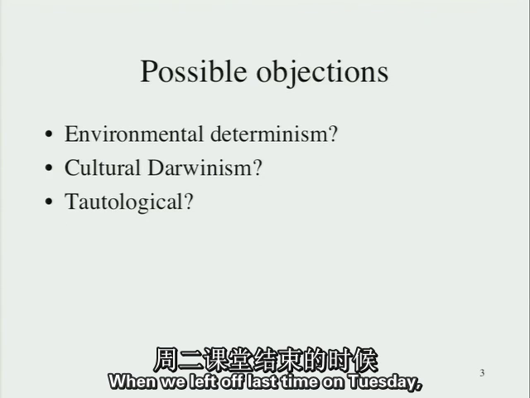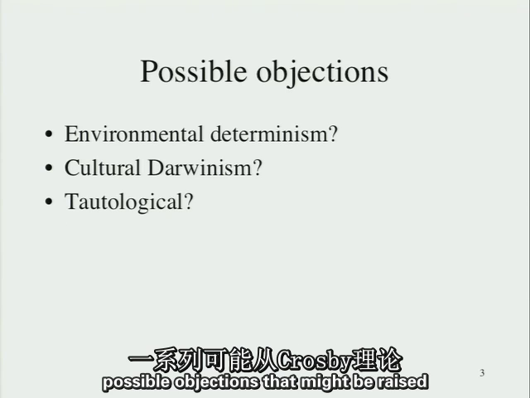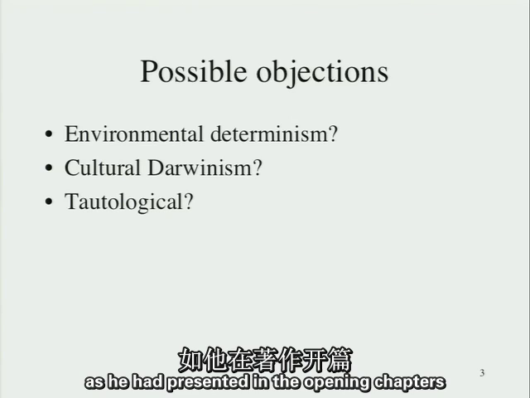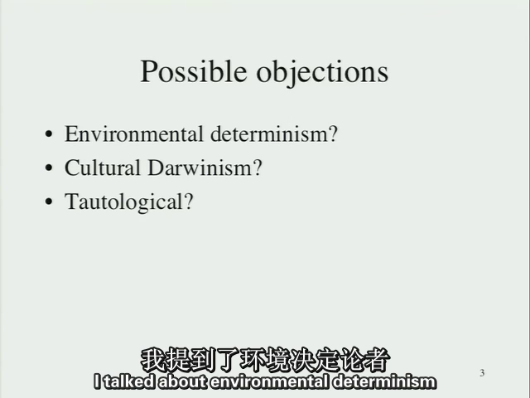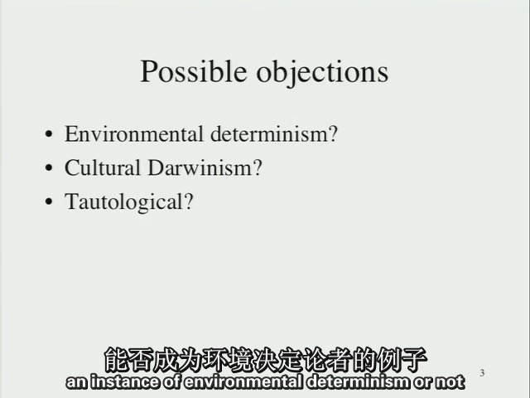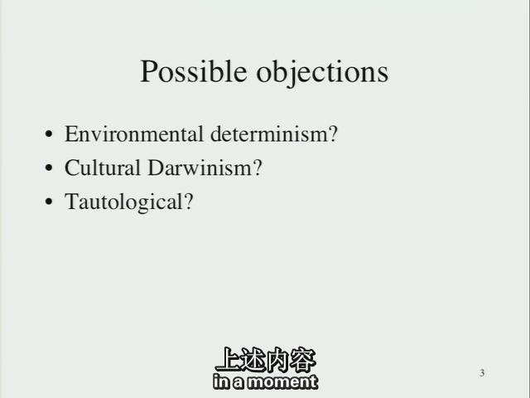When we left off last time on Tuesday, I was talking about a variety of possible objections that might be raised right up front to Crosby's argument, as he had presented it in the opening chapters of his book, right? I talked about environmental determinism and whether this argument might be an instance of environmental determinism or not. I'm going to come back somewhat to that in a moment.